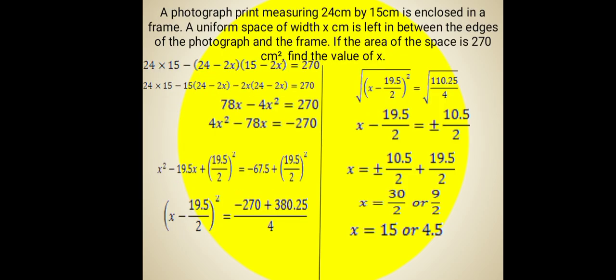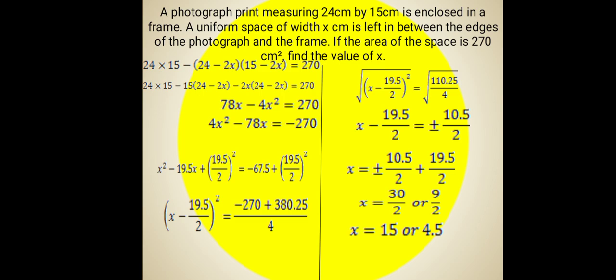A photograph print measures 24 centimeter by 15 centimeter, is enclosed in a frame. Sorry for reading wrongly. A photograph print measuring 24 centimeter by 15 centimeter is enclosed in a frame. A uniform space width of x centimeter is left in between the edges of the photograph and the frame. If the area of the space is 270 centimeters square, find the value of x.